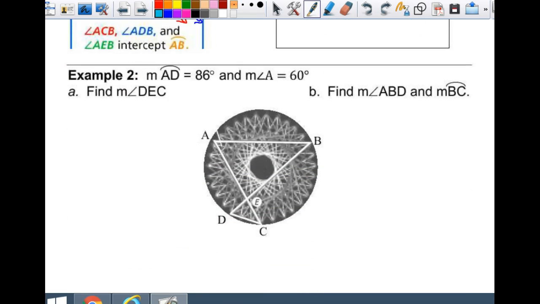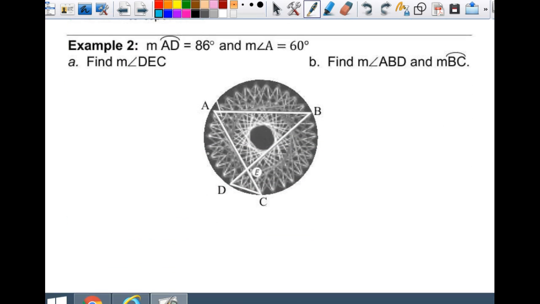Okay, so let's look at this. This is a picture of string art, okay? I know what string art is. You literally sew things from point to point. It makes this pretty thing. And they're telling us that the measure of arc AD, this right here, is 86 degrees, and that the measure of angle A right here is 60 degrees. Okay, I'm going to give you a minute on this one also. Find the measure of angle DEC, and then once you do that, you can move on to B.